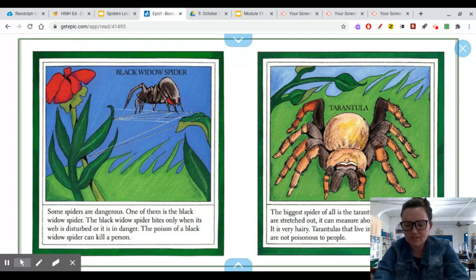Tarantula. The biggest spider of all is the tarantula. When its legs are stretched out, it can measure about 10 inches wide. It is very hairy. Tarantulas that live in the United States are not poisonous to people.